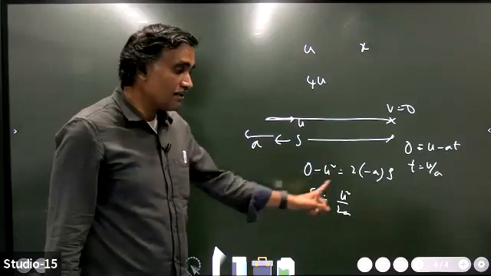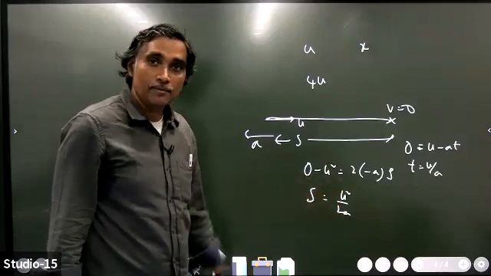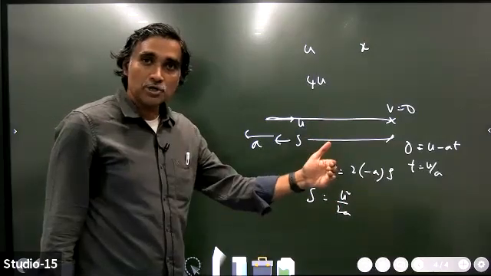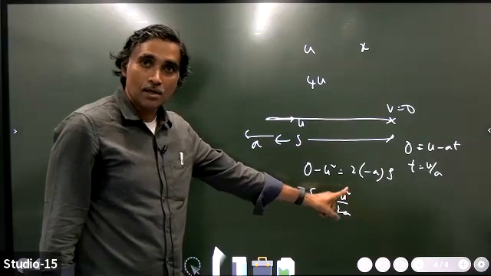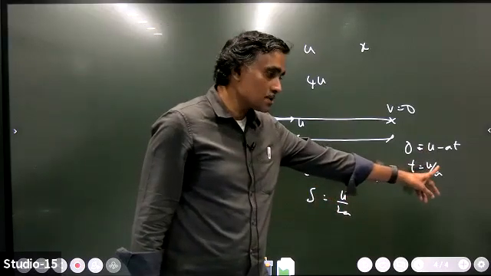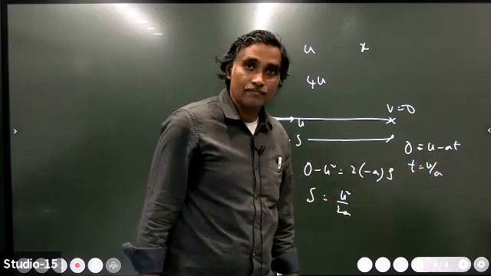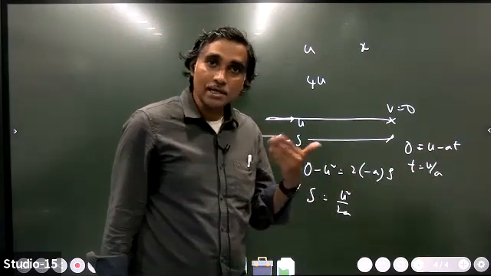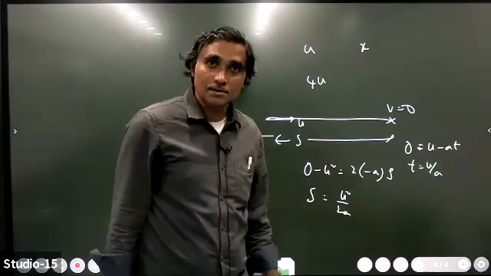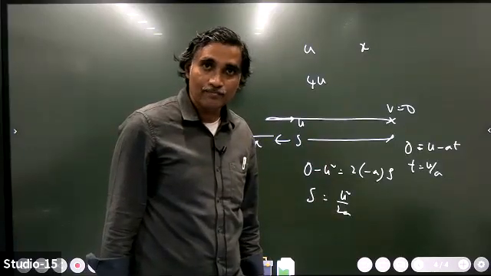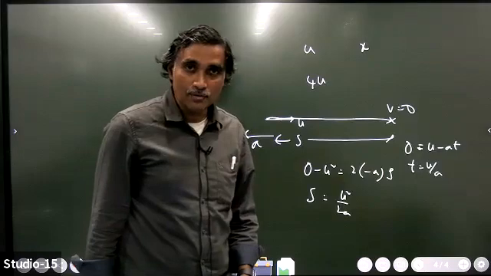And what distance does it travel before it stops? U square by 2a. So the distance it travels before it stops is directly proportional to the square of the initial velocity. The time after which it stops is directly proportional to velocity. So however many times velocity increases, stopping distance increases by the square of that, if retardation is the same. Ready to follow? Any doubt?